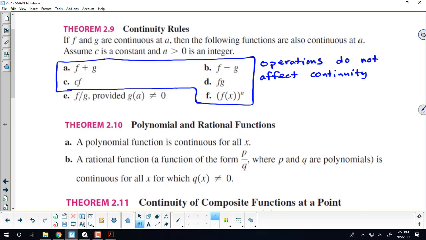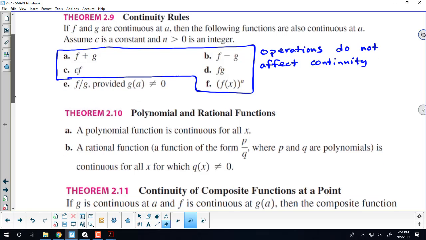So dividing can affect continuity, right? If I had a function x plus 1 and x plus 2, they're both continuous everywhere because they're just linear functions. But when I divide them, now this function isn't continuous at -2. So it does affect continuity when you start dividing, depending on the functions. But again, I hope that's straightforward from all of the algebra and pre-calc, where that's still true.